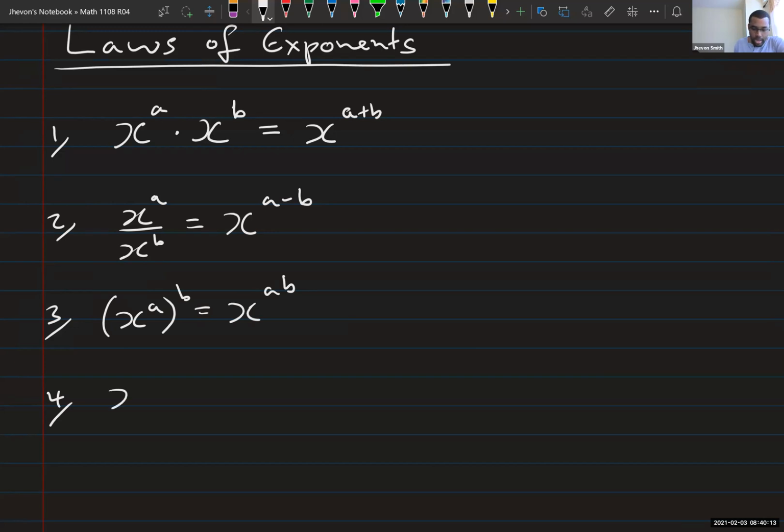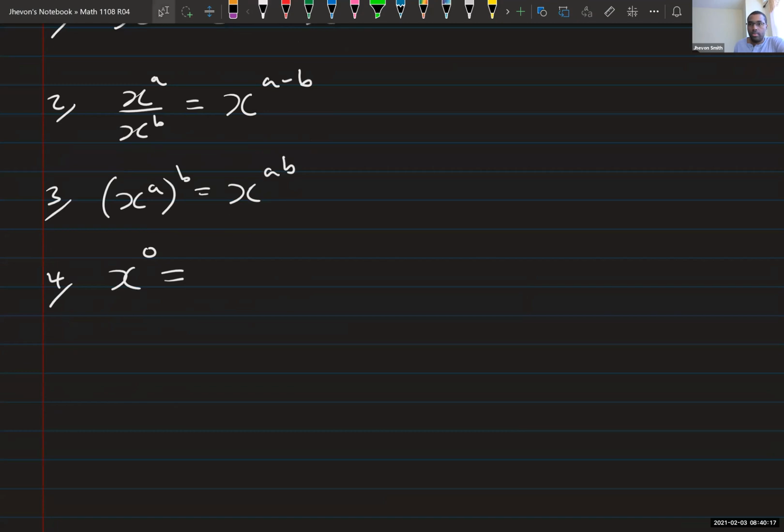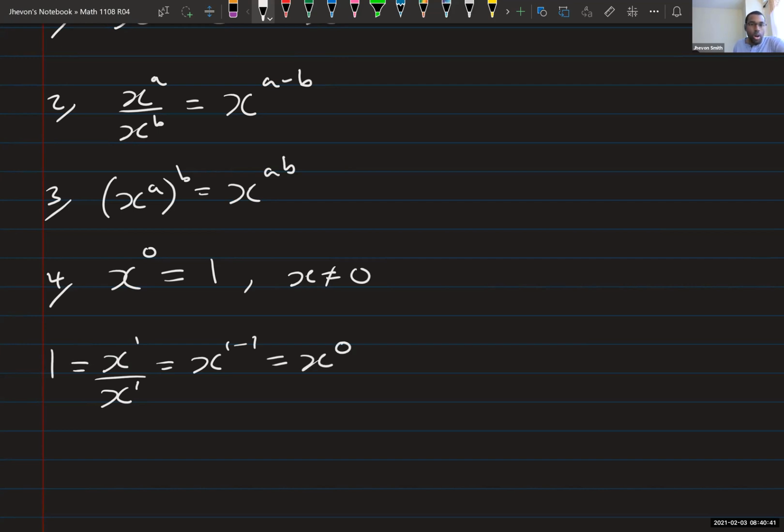What if we raise something to a 0 power? It becomes 1, assuming the thing itself is not 0, right? 0 to the 0 is not really defined. And the reason why we know that is because you can think of x to the 0 as something like x to the 1 divided by x to the 1, which gives you x to the 1 minus 1, which is x to the 0. And you know that this has to be 1, so that makes it 1. However, division by 0 is not a thing, so x cannot be 0.